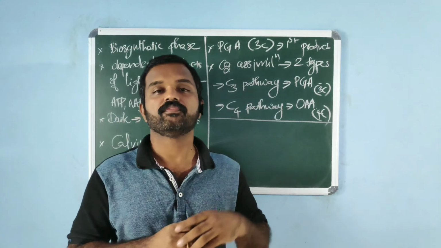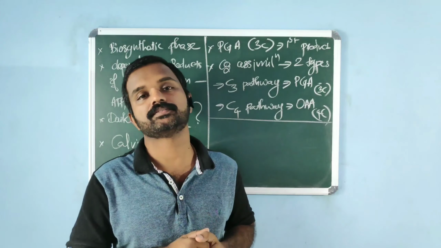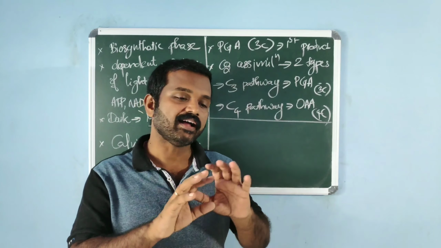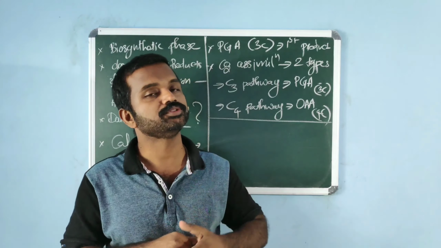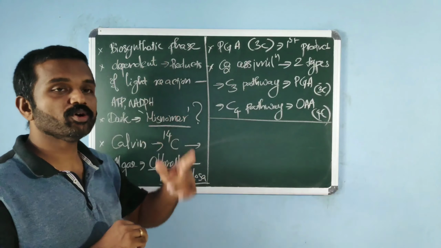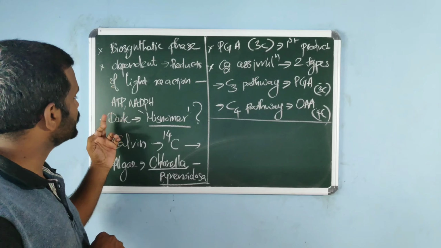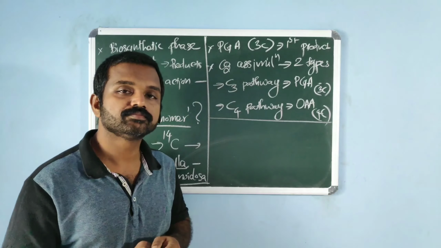In this video, we will see the chapter Photosynthesis in higher plants, second part, that is dark reaction and factors that influence the rate of photosynthesis. First about dark reaction, that is the biosynthetic phase of photosynthesis. It is known as dark reaction.